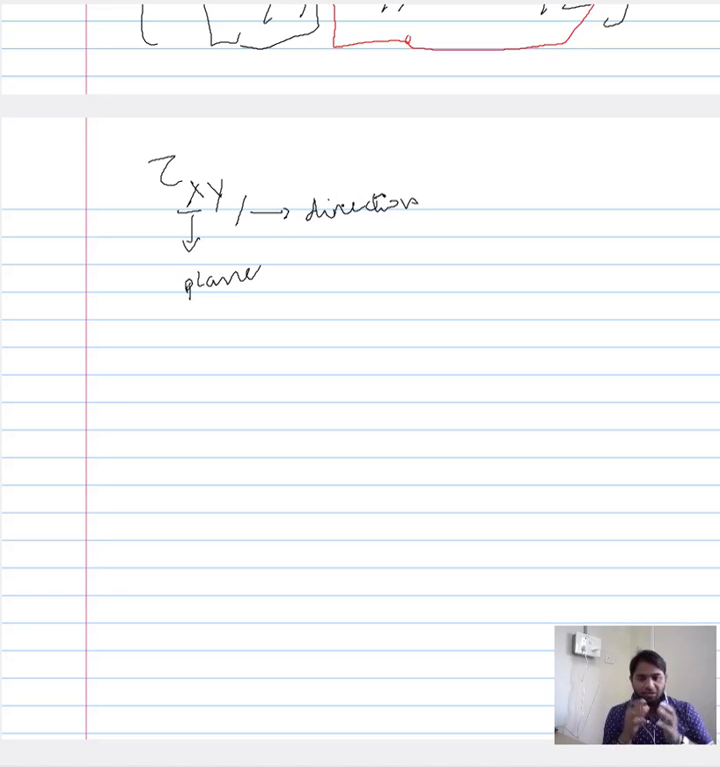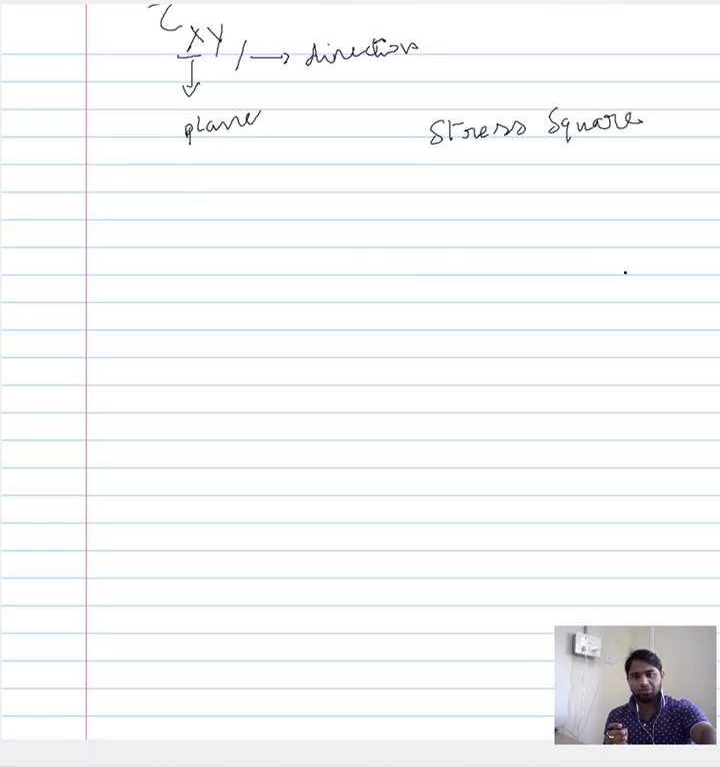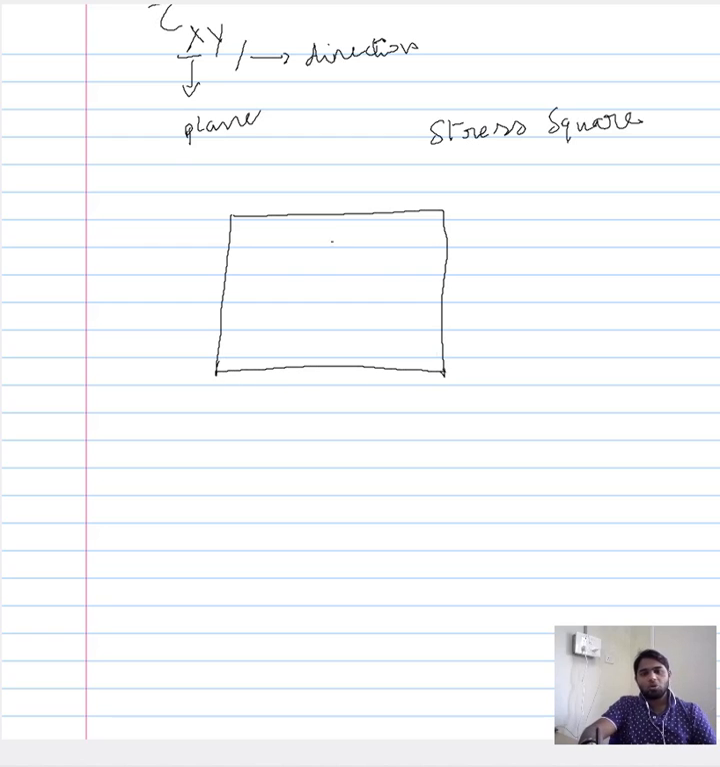Now the conventional, or rather an easy way of representing the shear stresses, is by using what is called a stress square. The stress square is a graphical way of representing the shear stresses. What we mean by a stress square is just a regular square. I mean, of course all squares are regular, but it's just a square.